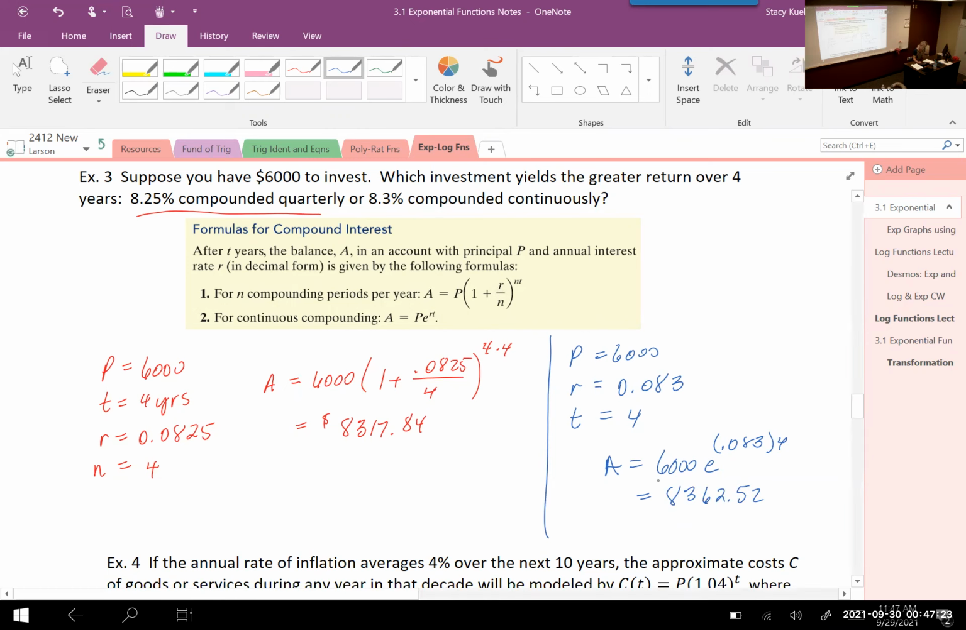That part would be a little greater, which makes sense because it's continuous compounding as opposed to only compounding 4 times a year. Remember, the compounding part is I get to earn interest on this new amount 4 times a year. They recalculate it.